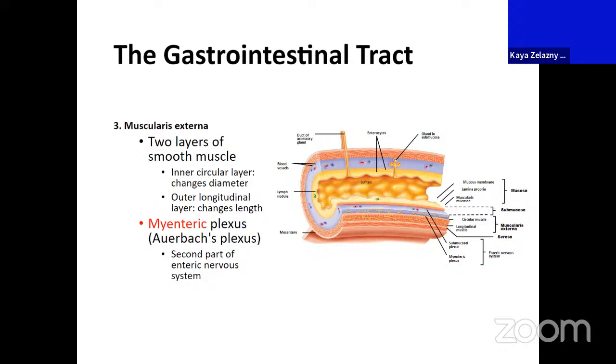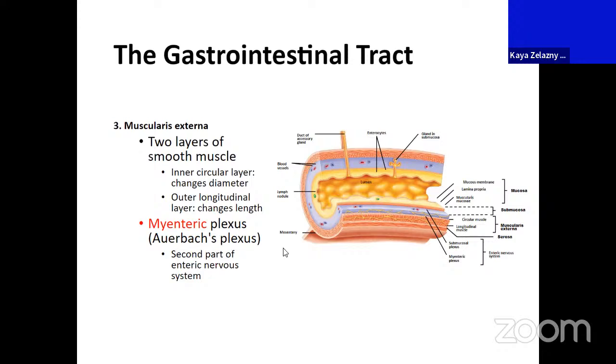If you've ever tried to force the string of a hoodie back through the lining of your hood, you can think of why you might want to change the length, right? Think about that tube that you're trying to put the string back in as your gut tube. So we're going to scrunch it, that longitudinal motion, partially in order to move food through. Okay. So that's happening in this muscularis externa layer.